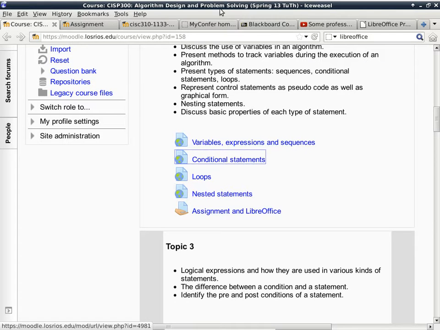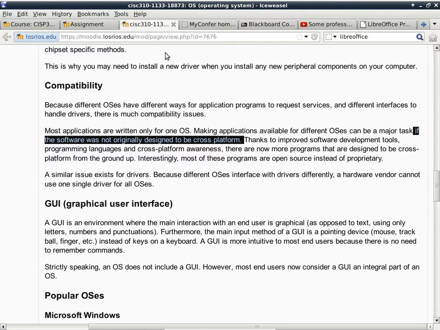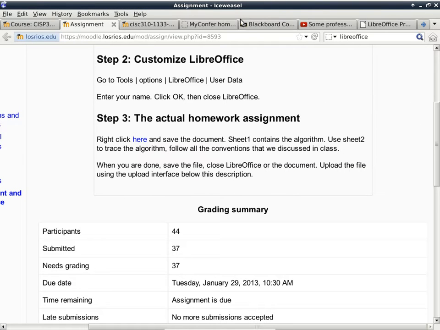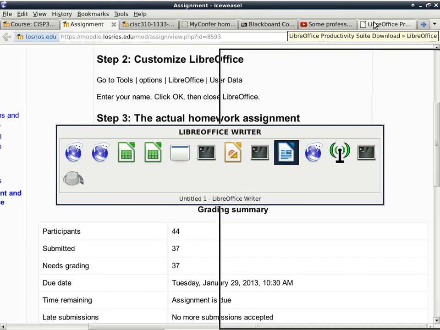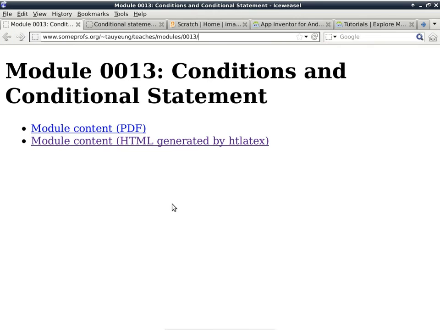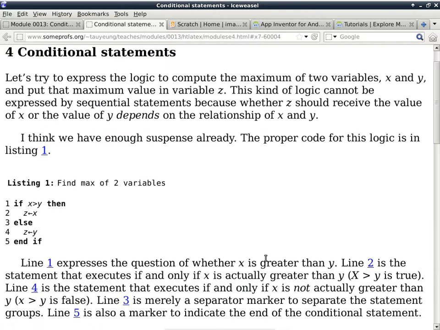So let's go back to assignments. Oh, the other tab. There we go. All right. So do we have any questions about this particular example at this point?